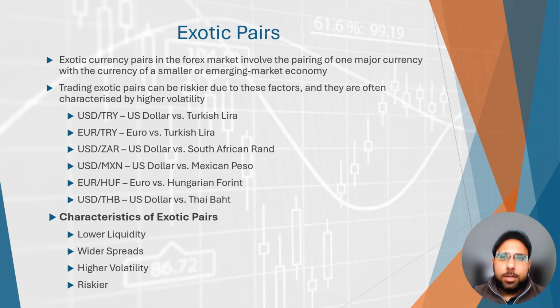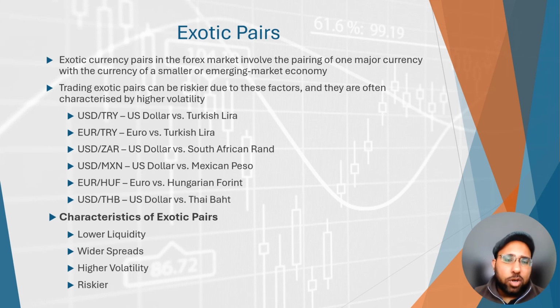Okay, now exotic currency pairs consist of a major currency paired with the currency of an emerging or smaller economy. So whenever you look at it, on the left-hand side, the base currency will always be a major currency, and on the right-hand side, the quote currency will always be an emerging or smaller economy. Okay, so these pairs are less commonly traded than majors or minors, so they typically involve higher volatility, wider spreads, and in turn lower liquidity.